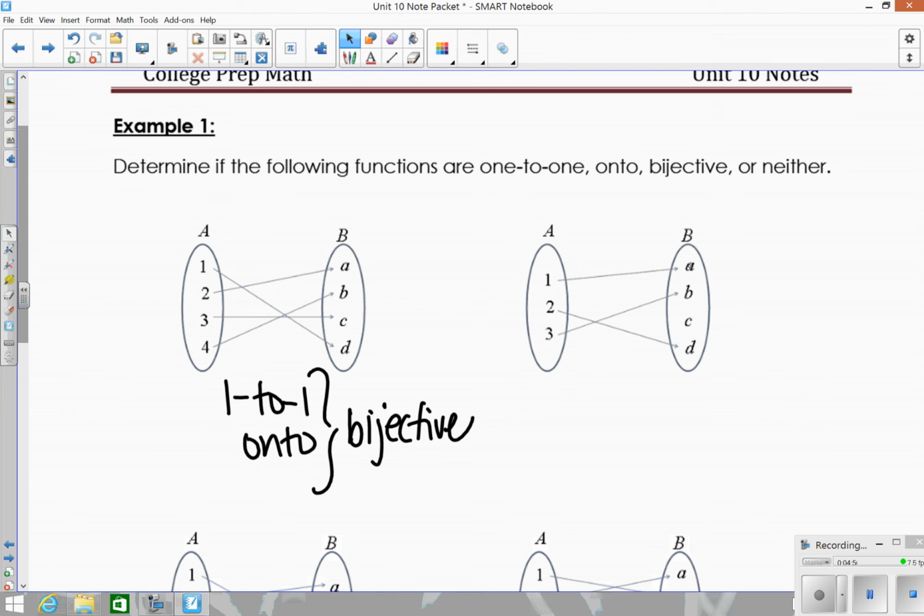If we look at this one, it's one-to-one because only one thing gets mapped. So one input gets mapped to one output, and each output only has one input coming to it. So this one's 1 to 1, but it's not onto because C doesn't have anything coming to it. So this is not onto. So we would just call it a 1 to 1 function.